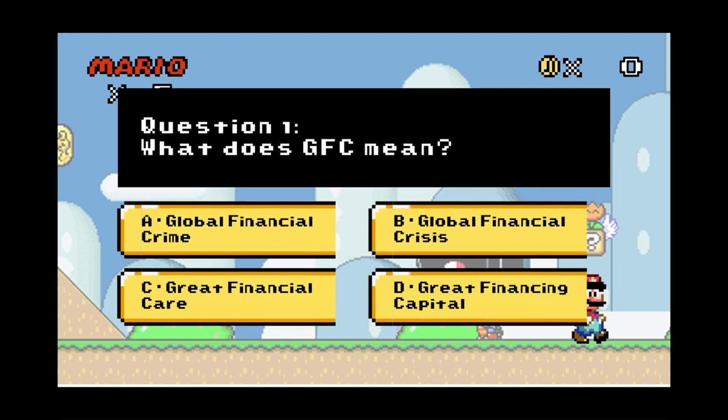What does GFC stand for? B. Global financial crisis.